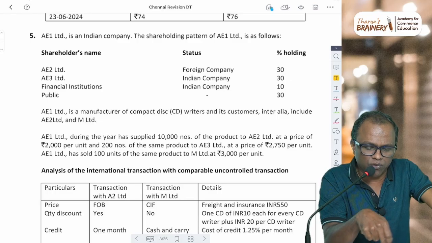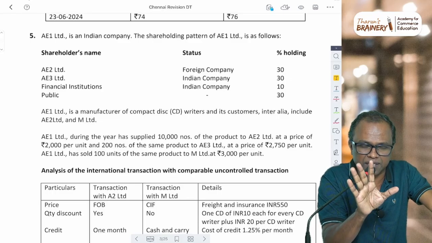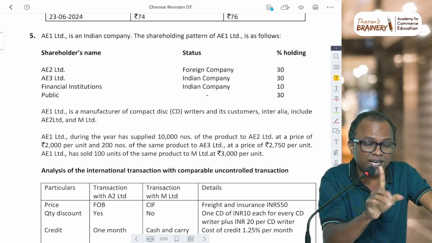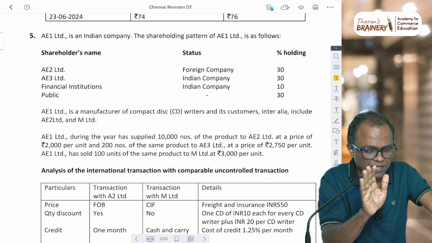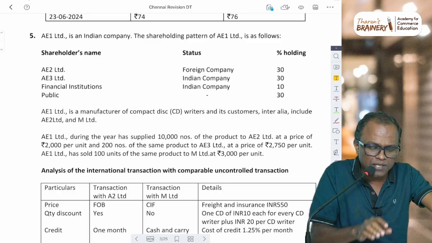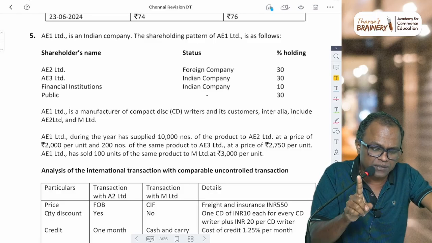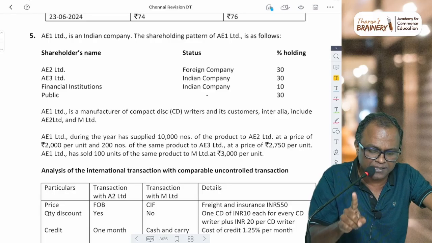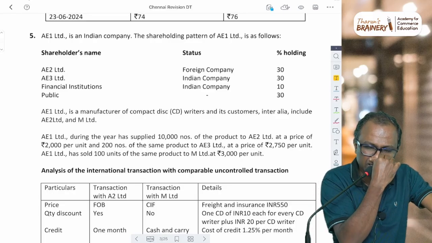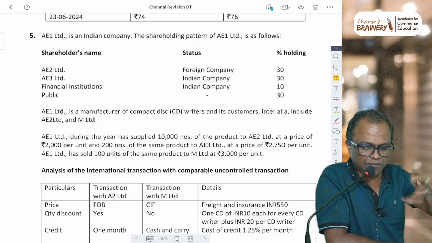So here AE2, the foreign company, is the related party, the associated enterprise. So whatever transaction is carried out by AE1 with AE2 should be at the ALP. Otherwise, we have to find out the ALP, and this adjustment should be done. So the actual transaction carried on between AE1 and AE2 should be treated as TP, transfer price. With an unrelated party, we should find out the arm's length price.